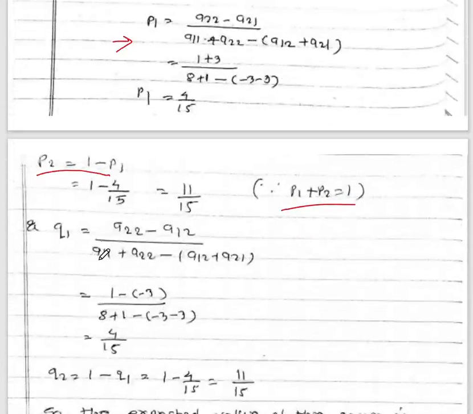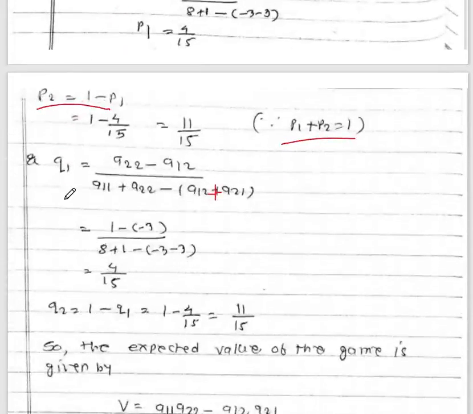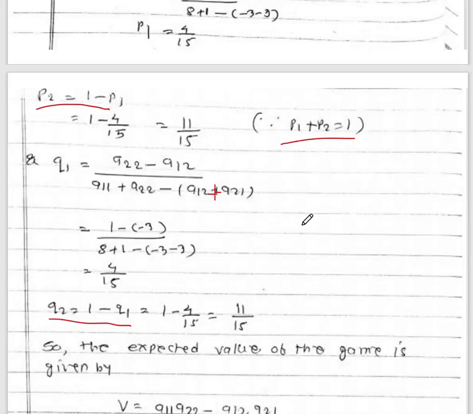It is given as Q1 equal to A22 minus A12 divided by A11 plus A22 minus A12 plus A21. Putting these values from the given payoff matrix and calculating, we will get Q1 as 4 upon 15. Now we will find Q2. Q2 is given as 1 minus Q1, by using the condition Q1 plus Q2 equal to 1. So Q2 will be found to be 11 by 15. This is the mixed strategy for the non-matching player.